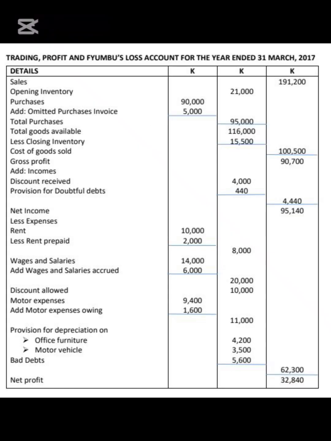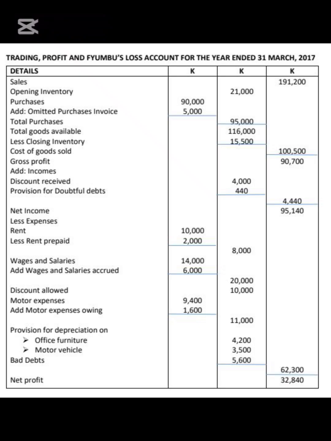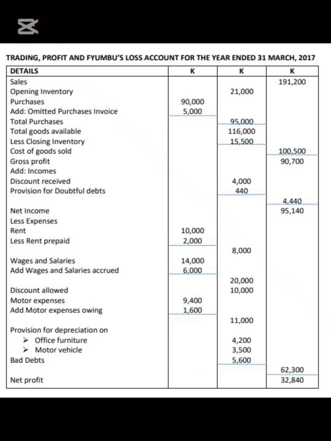Then in the list of balances, if you check properly, we don't have the sales returns or returns inwards. We don't have it in the list of balances. So we continue. Then we have the opening inventory, which is the opening stock. So don't be confused with the word inventory. The word inventory means the same as the stock. So the inventory which we have is 21,000. So you write it in the middle of the columns. Then we go for purchases, and purchases we have it as 90,000 kwacha.